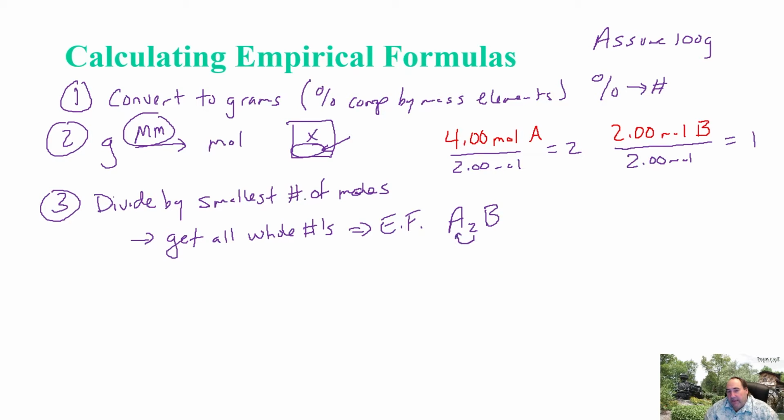So that 2 is how many moles basically, right? So that's 2 moles of A, and nothing written there means 1 mole of B. So this would be our empirical formula in this particular case. Now, if you divide and you get whole numbers, you're good.